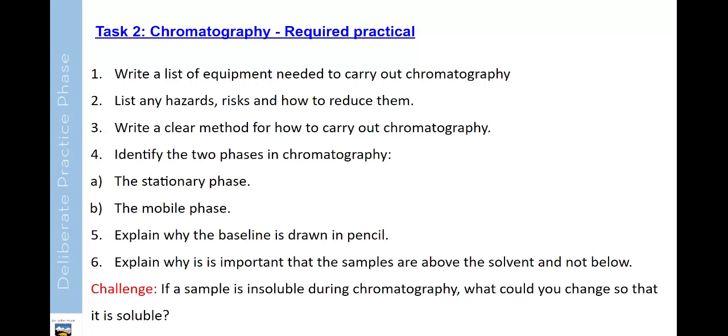Number 5, why is the baseline drawn in pencil? Number 6, explain why it's important for the samples to be above the solvent and not below. And then there is a challenge. If a sample is insoluble during chromatography, what could you change so that it is soluble? Pause this lesson video, go and complete these questions on your worksheet, come back once you've done that.